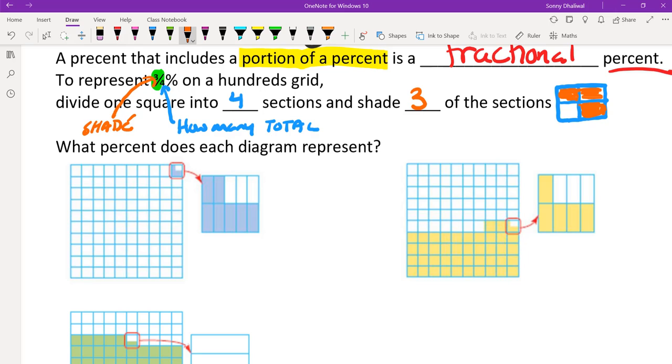Okay, so what percentage does this represent? So remember, 7, thank you, Nicholas, over 10. There are 10 boxes. We shaded in 7. Now, 7 out of 10%. Not just 7 over 10. Each one of these boxes is a percentage. Okay?